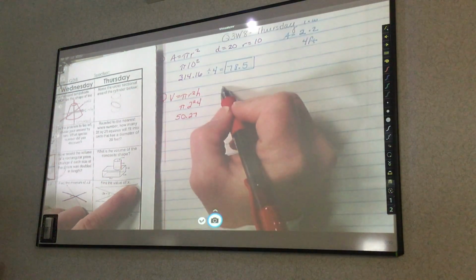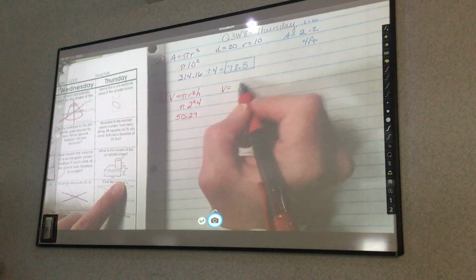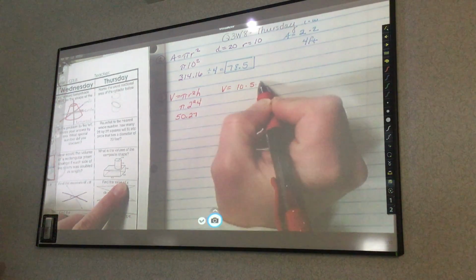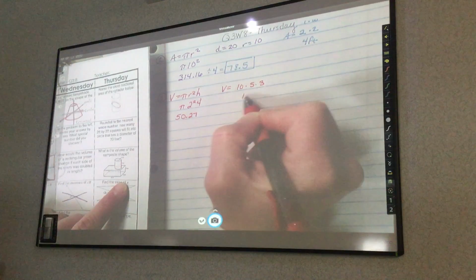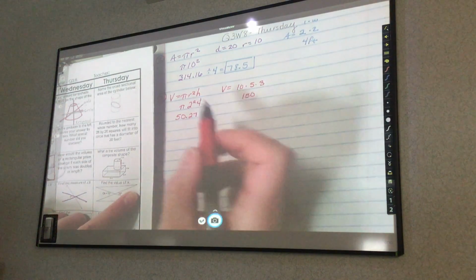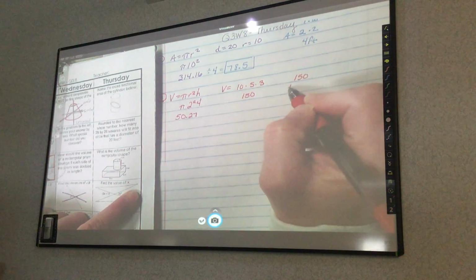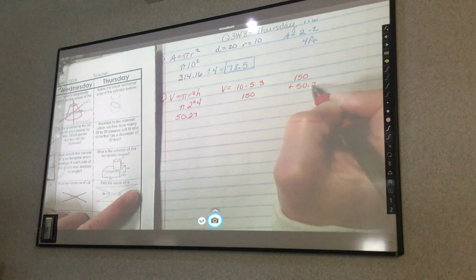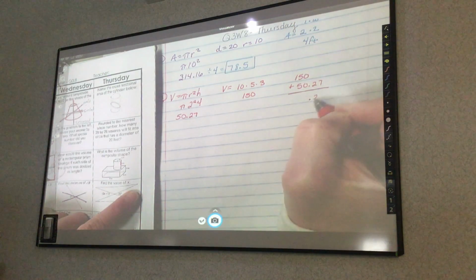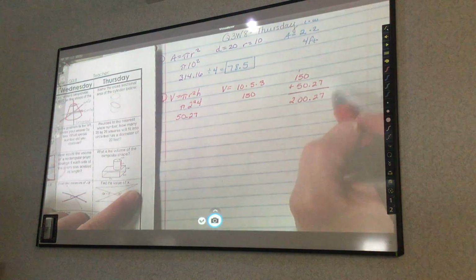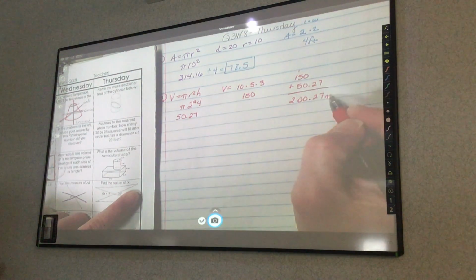Then I find the volume of the rectangular prism, which is length times width times height. So 10 times 5 times 3, which is 150. I need to add those two together. So I have 150 plus 50.27. I get 200.27. And then your label would be meters cubed.